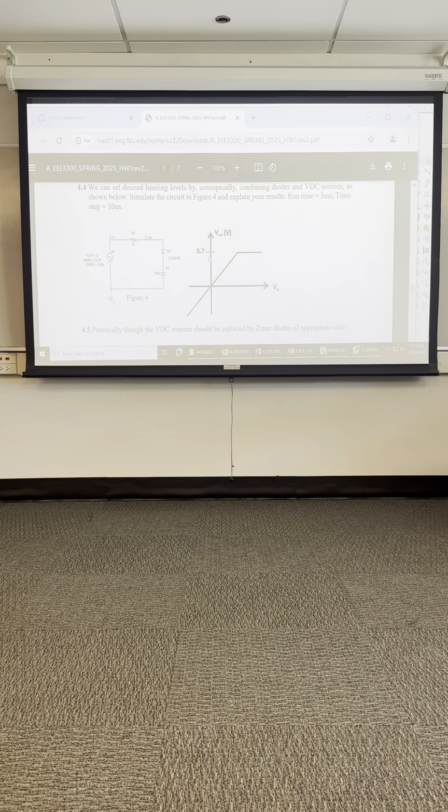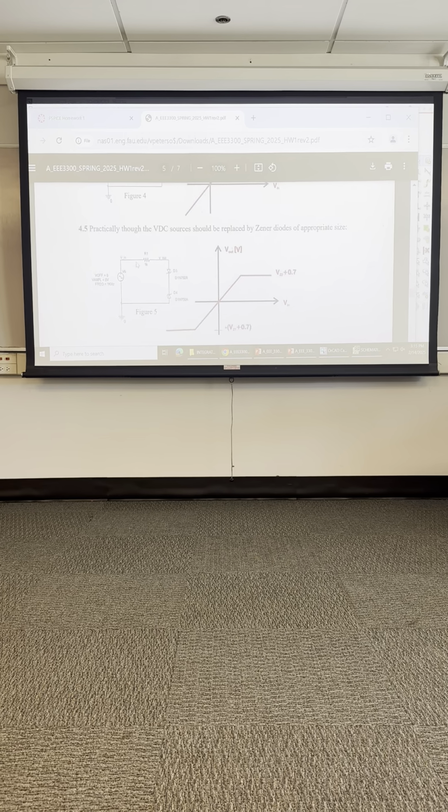In this version, you put a battery instead of a 5 volt. The clip on the top is going to be 5.7. You notice the amplitude here is 5.7. And this version is two Zener diodes. They're 4.7 volt Zeners, so this will clip the sine wave at the Zener voltage, and then this will clip at the negative Zener voltage here.